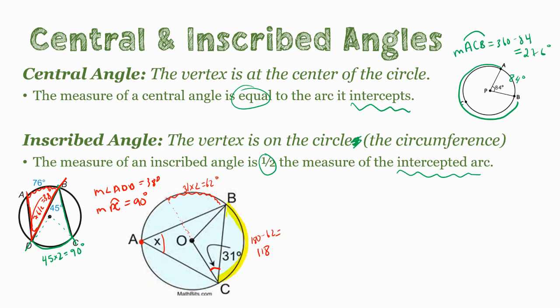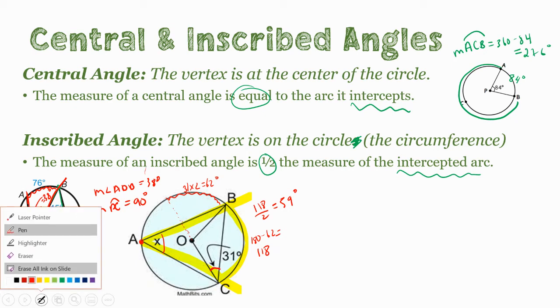BC. Well, can you see what angle would take that with it? Oh, my inscribed angle where the X is. So shouldn't I just be doing 118 divided by 2? Yeah, what's that? 59 degrees. Interesting. Can anyone see a different way I could have done that?